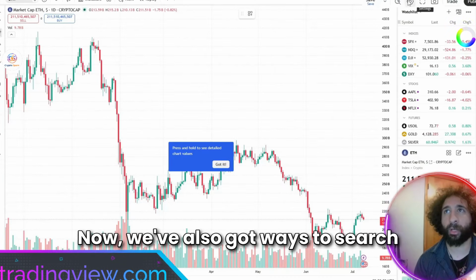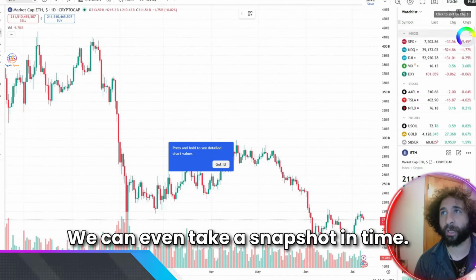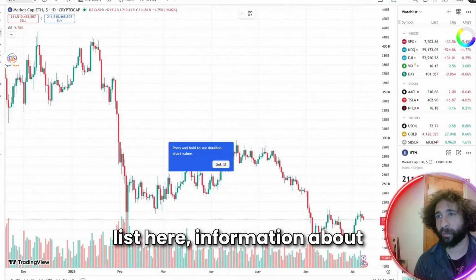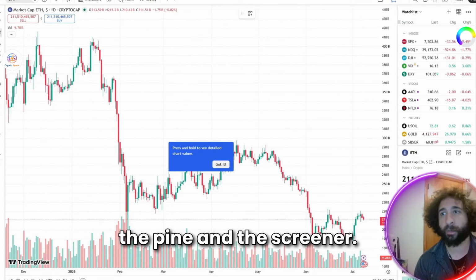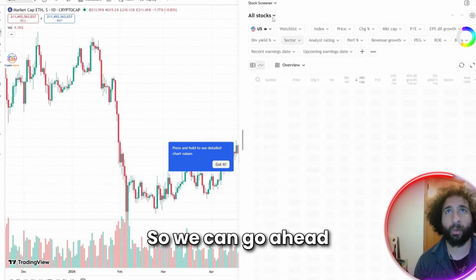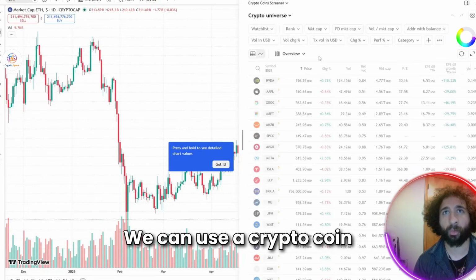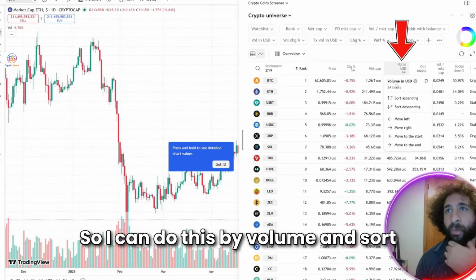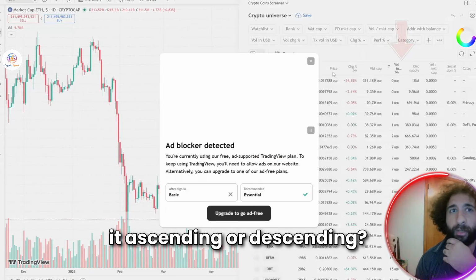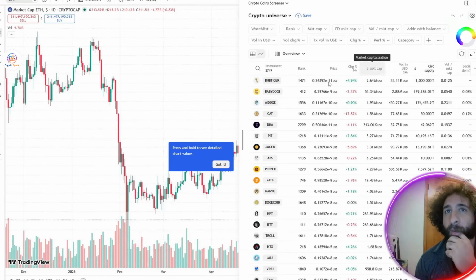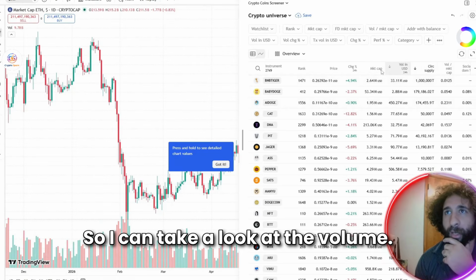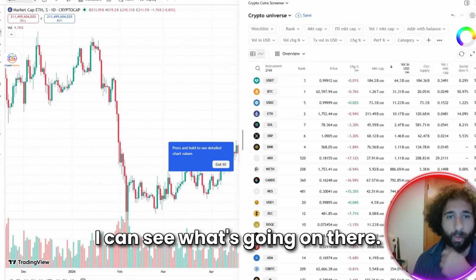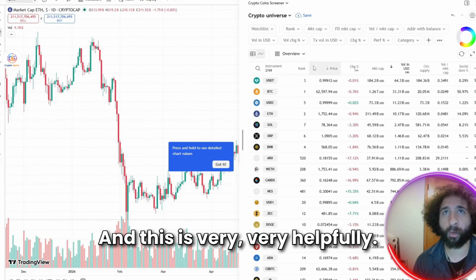Now we've also got ways to search for different ones here. We can even take a snapshot in time. And we've also got our watch list here, information about the community, the calendars, the Pine, and the screener. So we can go ahead and screen right here. We can use a crypto coin screener right here, and then we can adjust it. So I can do this by volume and sort it ascending or descending. I can also go ahead and open this up so we can see Baby Doge, so I can take a look at the volume. I can sort by volume first, and then I can see what's going on there. And this is very, very helpful here.